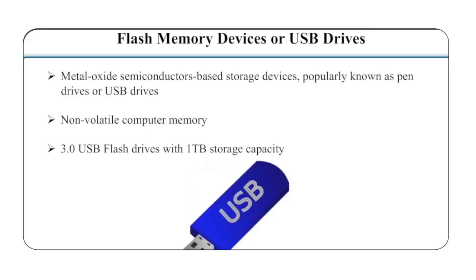Some newer flash memory, known as multi-level cell or MLC devices, can store more than 1 bit per cell by choosing between multiple levels of electrical charge to apply to the floating gates of its cells. Kingston Technology Company has released 3.0 USB flash drives in 2003 with 1 terabyte of storage capacity.